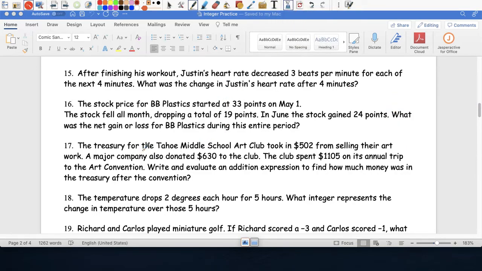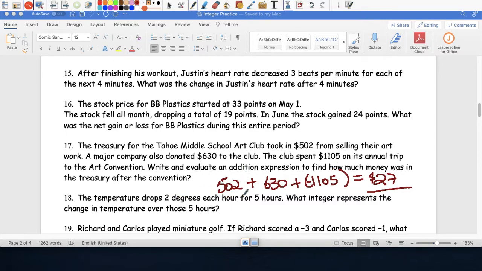17. The treasury for the Tahoe Middle School Art Club took in 502 for selling art. A major company also donated 630. The club spent 1,145. Write an addition expression to find how much money was in the treasury. Okay, so they made 502, positive. Somebody donated 630, so that's also positive. And then they spent 1,145, so you can write plus negative 1,145. And that's going to give us negative 13. So in total, how much money did they have left over? They have this much left over at the end. Oh, sorry, let me write a negative here.